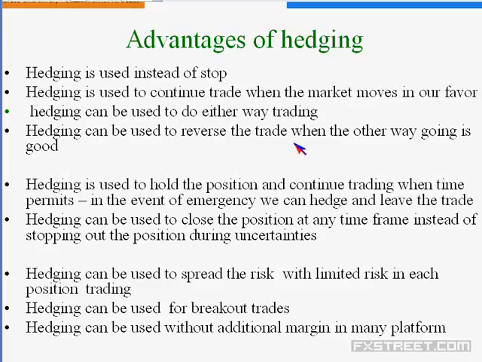Then hedging can be used to reverse the trade when the other way is going very well. Say for example, I have taken 1.28 as a sell position and 1.2830 is a buy position. My hedging order is filled and the market is continuously showing profit. I am keeping stop at entry. I am just waiting for about another 2 sessions. It is not coming down. Then the hedging is making about 40 pips profit. The selling is making about 70 pips loss. I don't mind cutting the sell position with 70 pips loss because I am still protected with 40 pips profit.